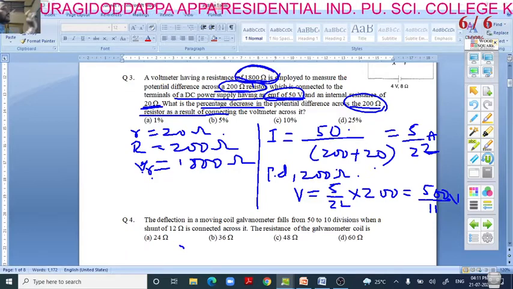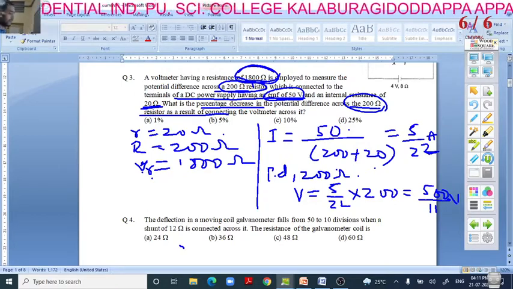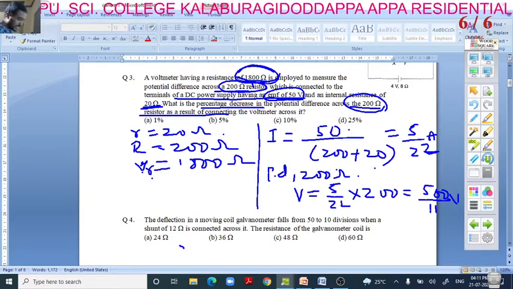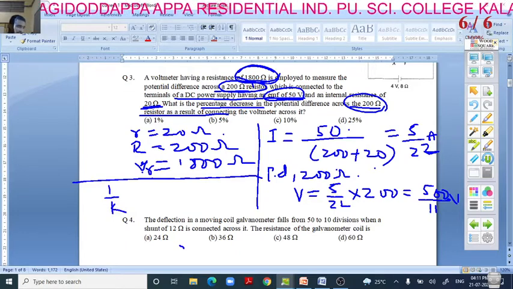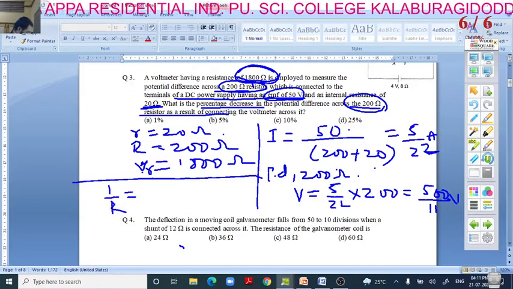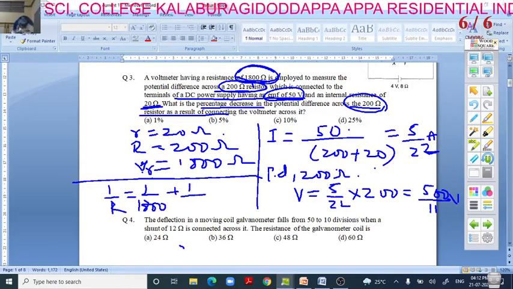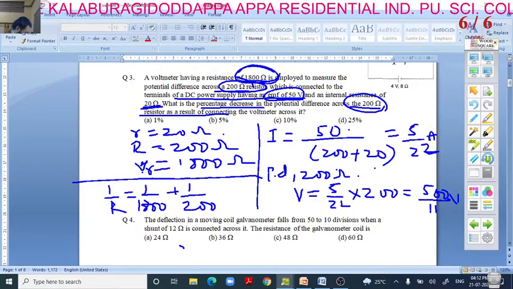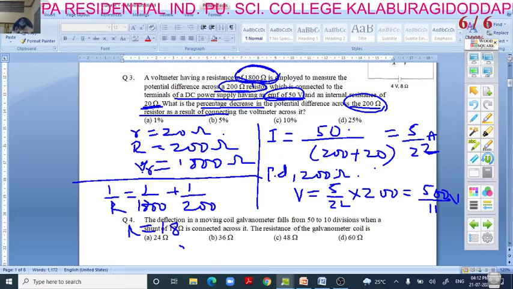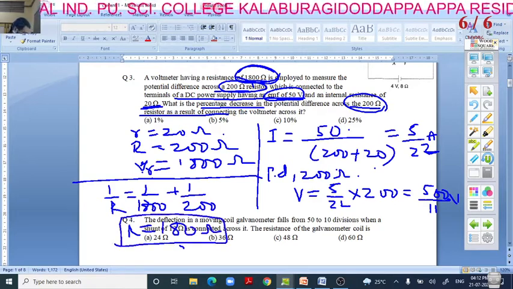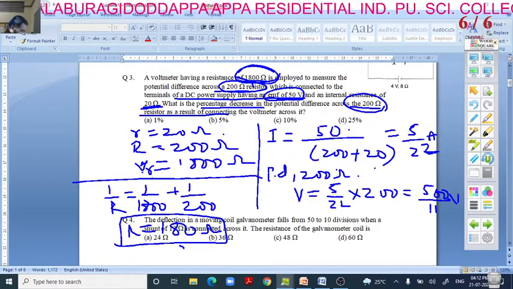When this 1800 ohm voltmeter is connected across the 200 ohm resistor, the effective resistance is given by, since they are connected in parallel, 1 divided by 1800 plus 1 divided by 200. This gives R equal to 180 ohm. You can check it. This is the effective resistance when the voltmeter of 1800 ohm is connected with the 200 ohm, so R is equal to 180 ohm.